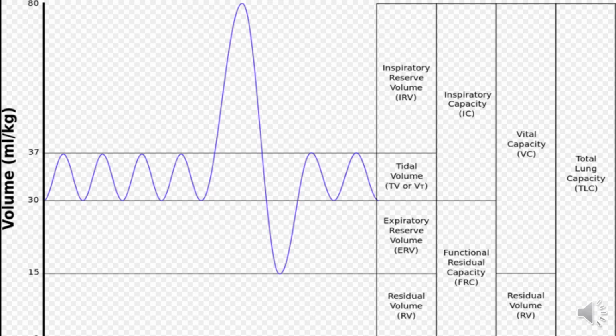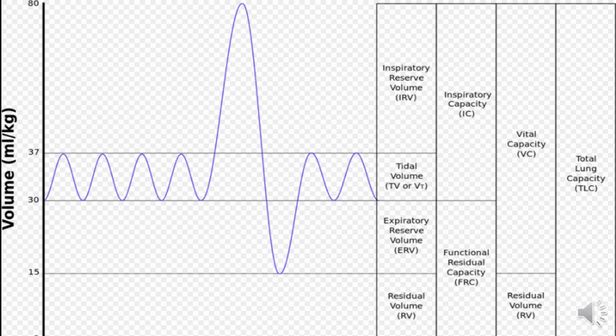So this is the spirometer. So these are the four volumes and four capacities. This is when the curve goes up. When we inspire, the curve goes up. When we expire, the curve goes down. Okay.